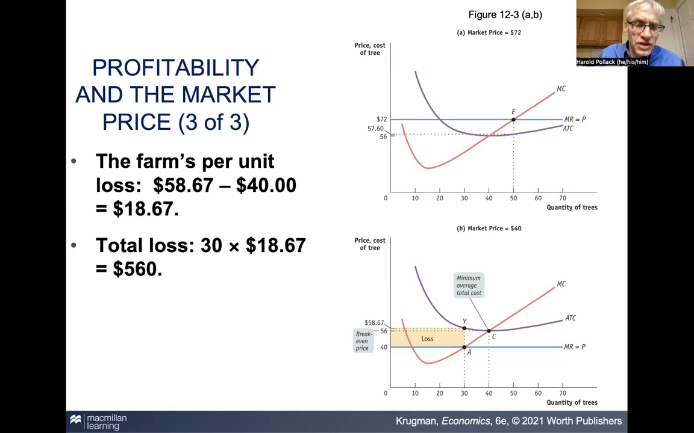Now down below, there's a loss. And the loss per unit is the difference between the average total cost and the price. In this case, the average total cost is higher, so it's a loss multiplied by the number of units that they're selling, which is 30. So in this particular case down below, they'd be losing $560.